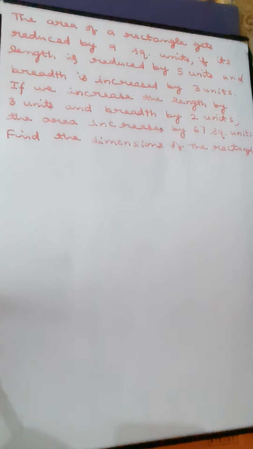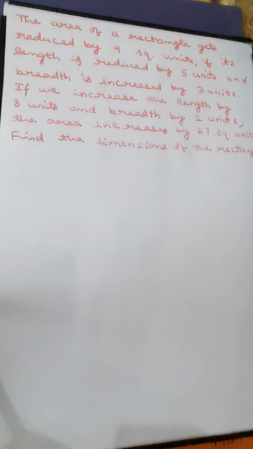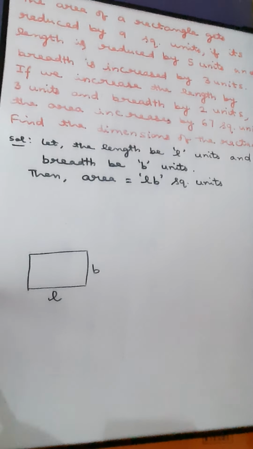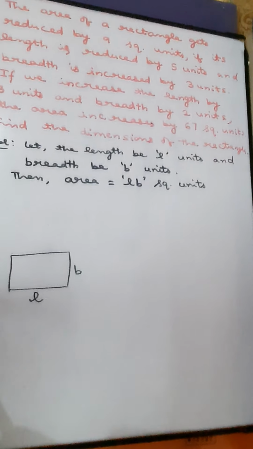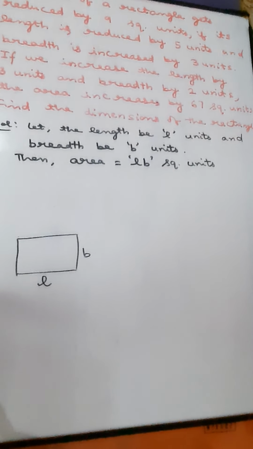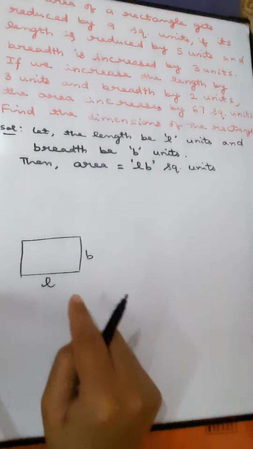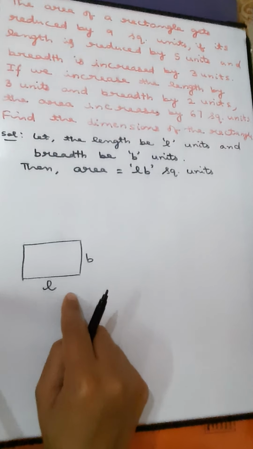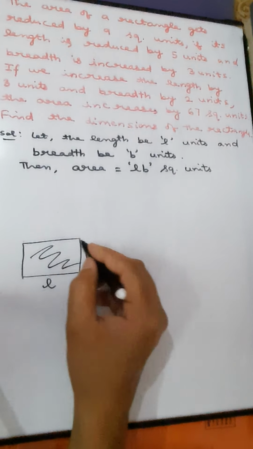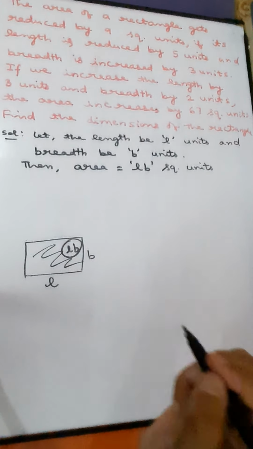As I always say, beta, look at the last statement first, define the variables and reread the question. So let us do that first. I have defined length to be L and breadth to be B. Then area will be length into breadth, LB square units. Let us suppose this is the original rectangle whose length is L and breadth is B. This is the area. So according to the question, the area will be LB.